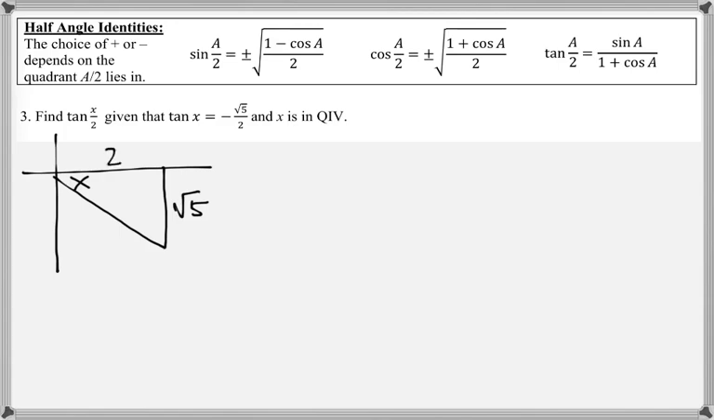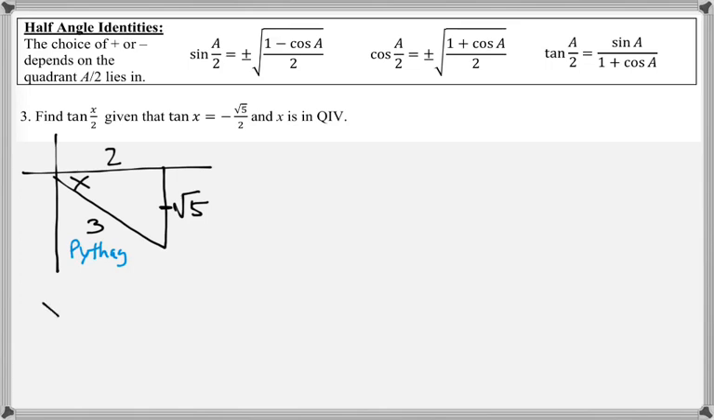Now I need to make one of them negative. Well, going down for y values is negative, going to the right for x values is positive, so it's the square root of 5 that I need to make negative. And if you do the Pythagorean theorem, we figure out that the hypotenuse is 3.